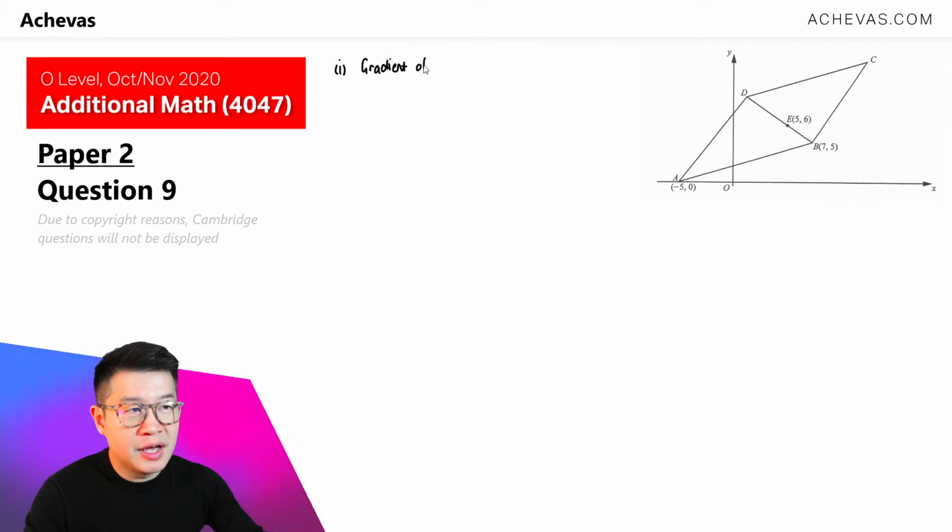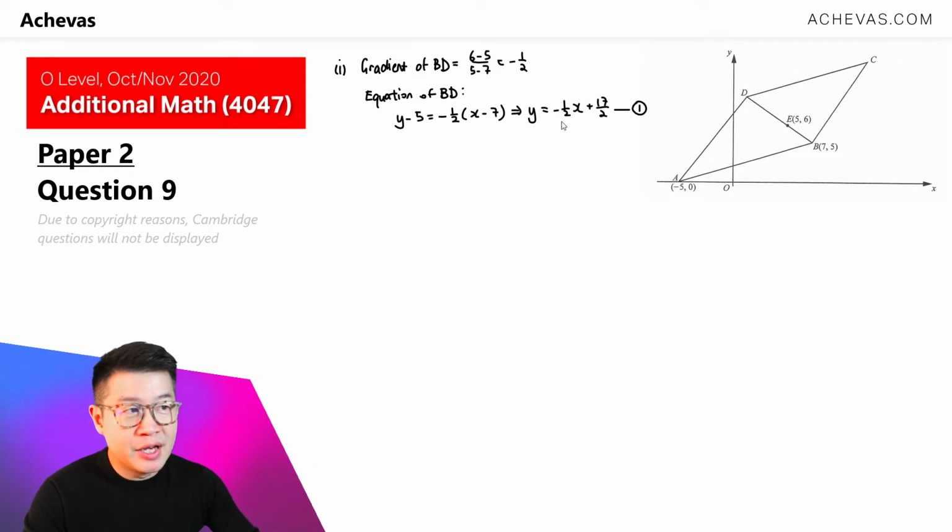So the gradient of the line that passes through BD will be equal to (6 minus 5) divided by (5 minus 7), and this is equal to minus half. So the equation of this line that passes through BD will be, if I make use of the point B, y minus 5 is equal to the gradient, which is minus 1 over 2, times (x minus 7). Rearranging this, we will have y equal to minus 1 over 2 x plus 17 over 2. This will be equation number 1, an equation that has the xy coordinate of D within it.